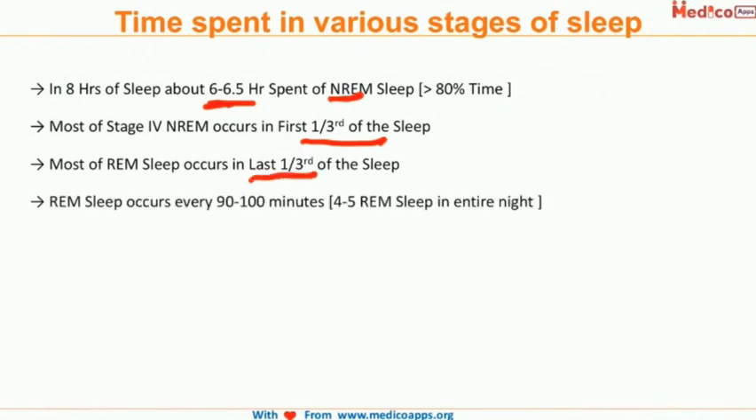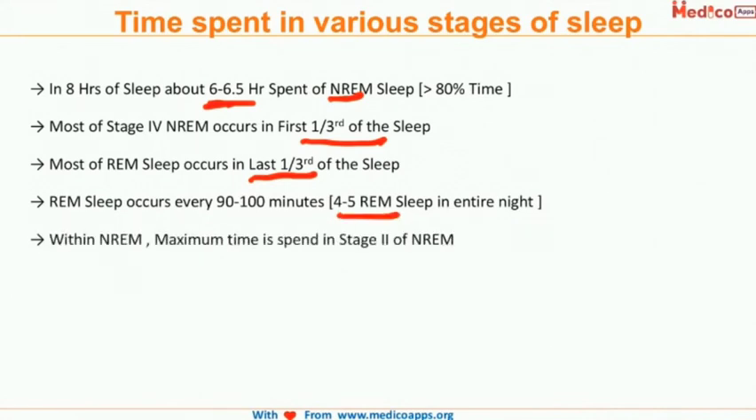Also, REM sleep occurs every 90 to 100 minutes. So, we have a cycle of around 4 to 5 REM sleeps in the entire night. With NREM, the maximum time spent is in stage 2 of NREM sleep.